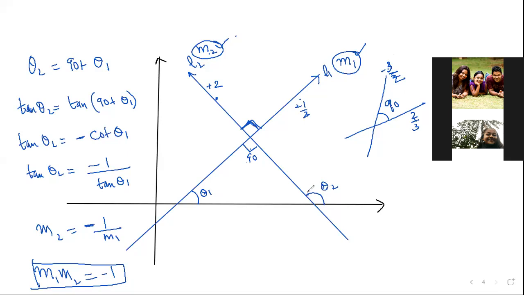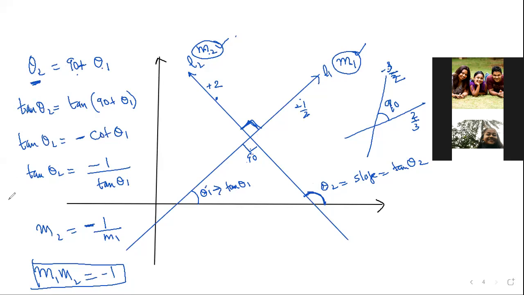Did you understand this? If this angle is theta 2, the slope of this line is tan theta 2. And if this is theta 1, the slope of this line is tan theta 1. Do you agree with these two things? My question is, what is the relationship between the two? If you know one, can you calculate the other? I started with the property of the triangle. The sum of these two angles is equal to this angle, that you have learned in your 10th standard. So theta 2 is 90 plus theta 1.